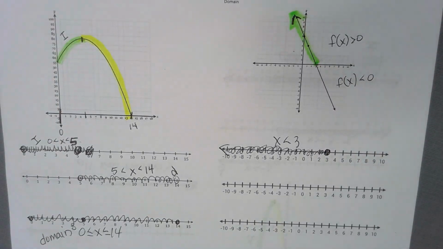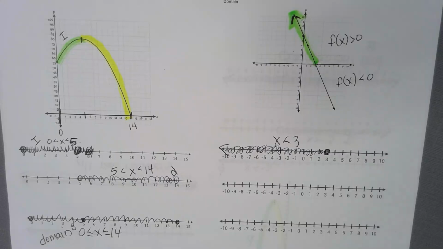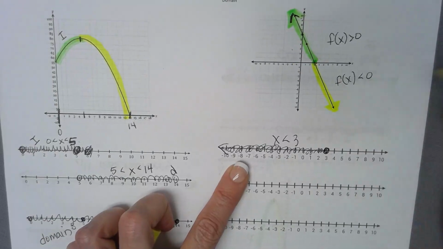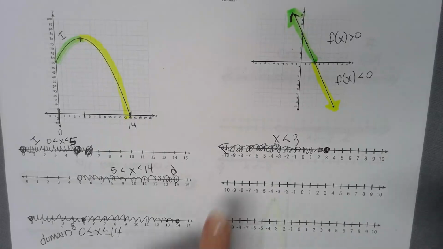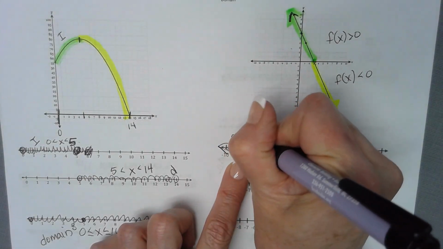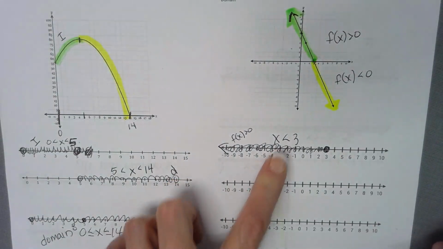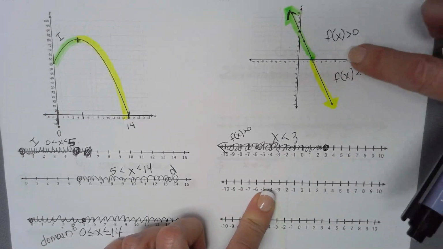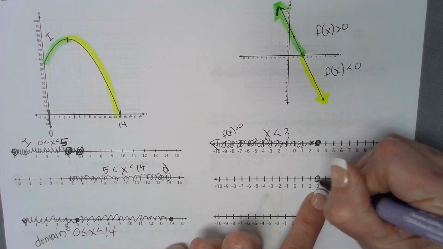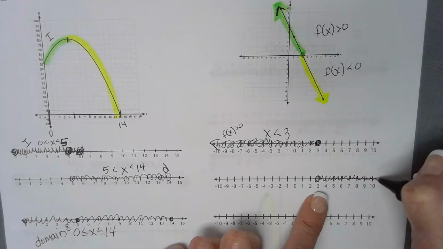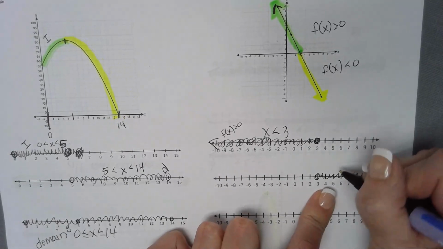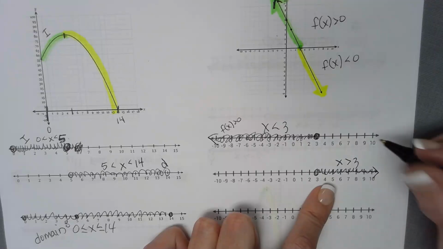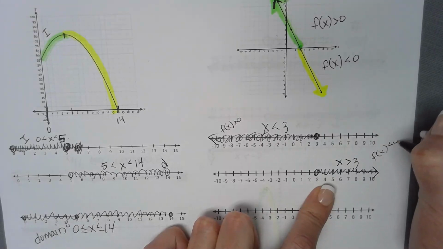Okay, now let's go to the negative part. Okay, well that's this guy. And notice he's got an arrow. He goes on forever. By the way, we can label him. This is where f of x is greater than 0, right there. That's the domain for that. Now, this part of the graph is at 3 and everything on the right side of 3. So let's graph that. Here's 3 and here's everything on the right side of 3. Well, how do I write that? X is greater than 3. And that is where the function is negative.